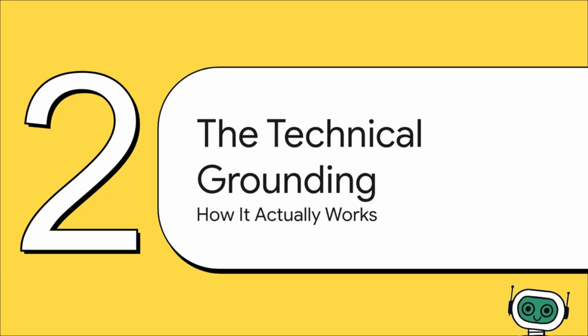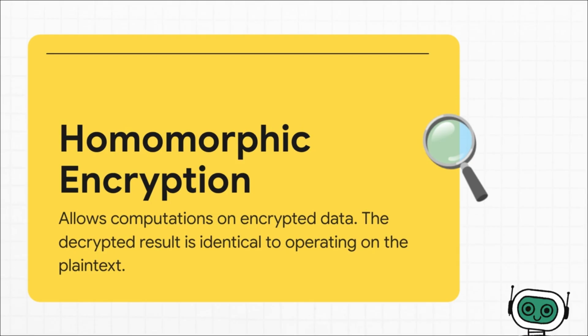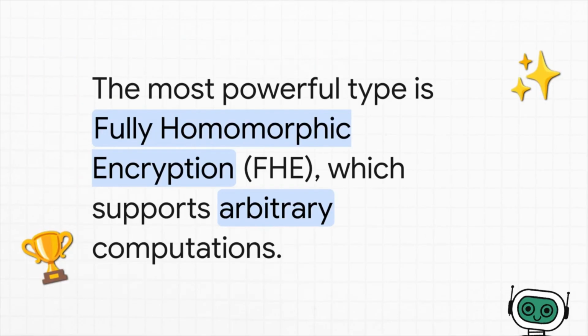Okay, the locked box is a great mental model. Now let's switch gears and look at the technology that actually makes this possible. This magic box is actually called homomorphic encryption. It's a method that allows us to perform computations directly on ciphertext, the encrypted data. And here's the amazing part. When you decrypt the result, it's identical to what you would have gotten if you did the math on the original unencrypted data. Now, the most powerful flavor of this is called fully homomorphic encryption, or FHE.